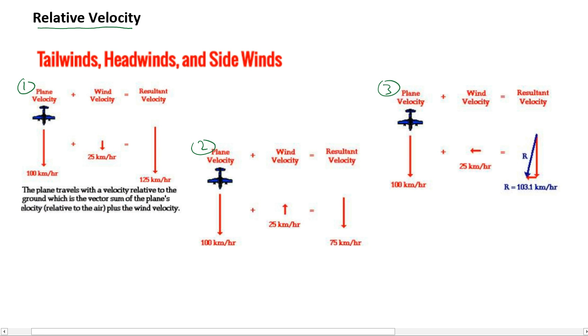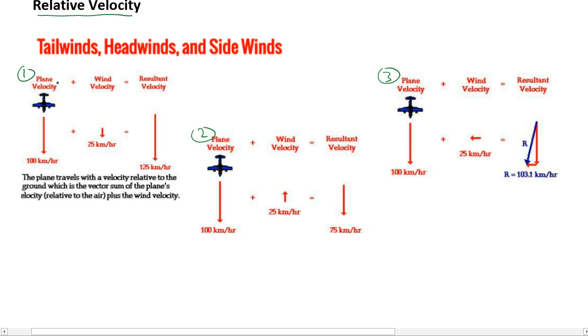I'm just going to write a quick note here about these three things. The first one was about plane velocity. What do we mean by this phrase, plane velocity? Plane velocity is the velocity of the plane relative to the air. If I'm saying in these questions that the plane is flying at 100 kilometers per hour, that means that compared to the air that's not moving around it, it's going 100 kilometers per hour.